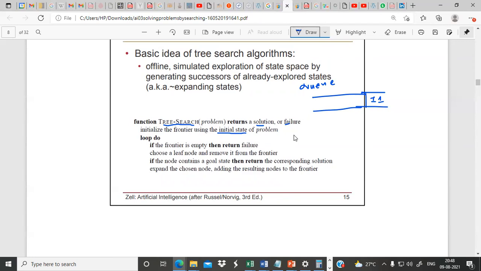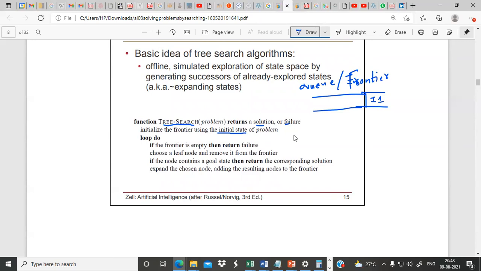Then continue this loop. If the frontier is empty, then return failure. That is, if the frontier is empty, it means the initial state should be there, but if nothing is there, then it means there is no initial state. So this is the frontier. The queue is called the frontier. If there is no initial state, then return failure. Otherwise, choose a leaf node and remove it from the frontier.